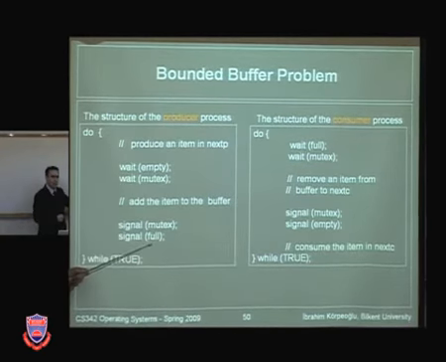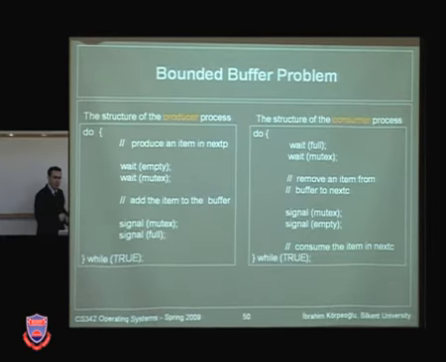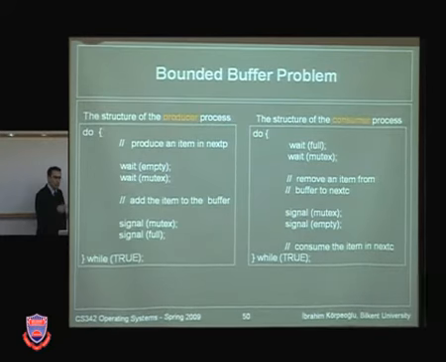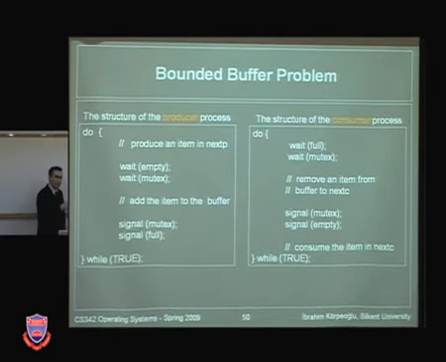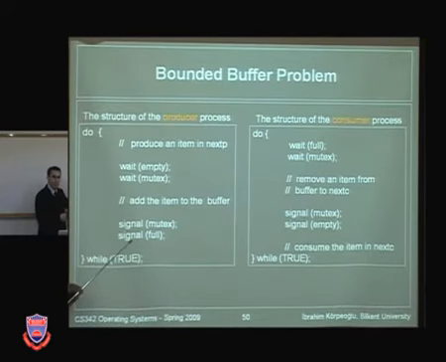Signal full. Full is a semaphore indicating the number of full slots in the buffer, right? Since you had put an item here, you have to increment that value. That semaphore represents the number of full slots. When you put a new item, the number of full slots should be 1 more, right? So therefore, you have to issue a signal operation. Signal means incrementing the semaphore value, if there is nobody sleeping, of course, on that semaphore.